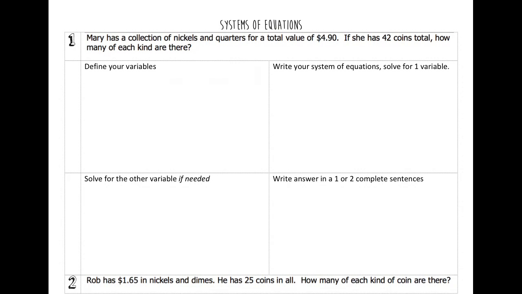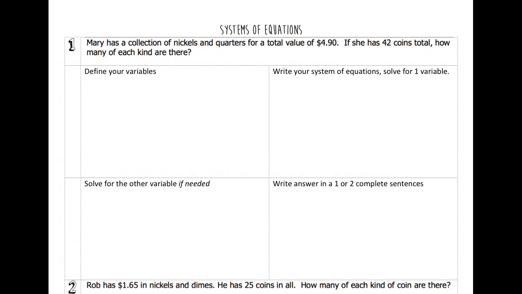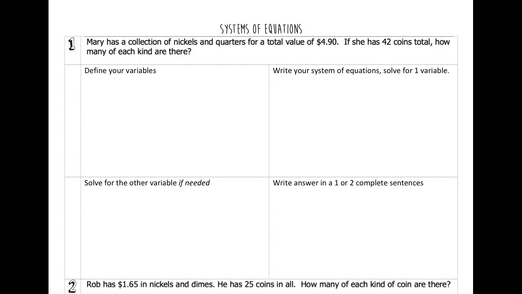Okay? Mary has a collection of nickels and quarters for a total value of $4.90. If she has 42 coins total, how many of each kind are there?